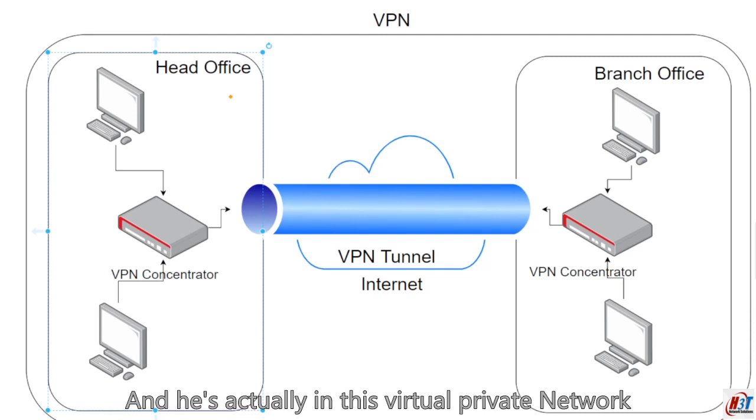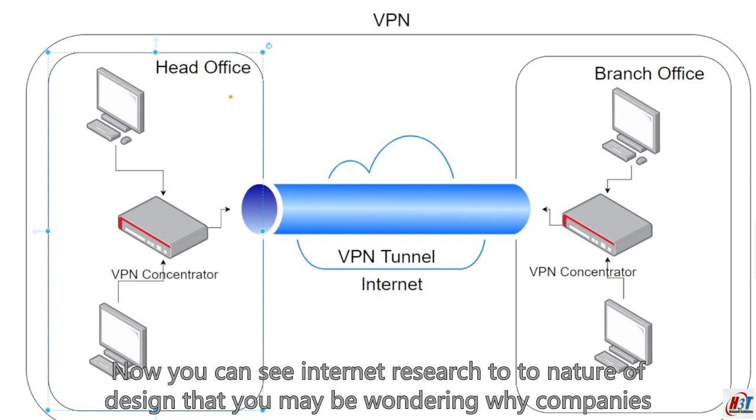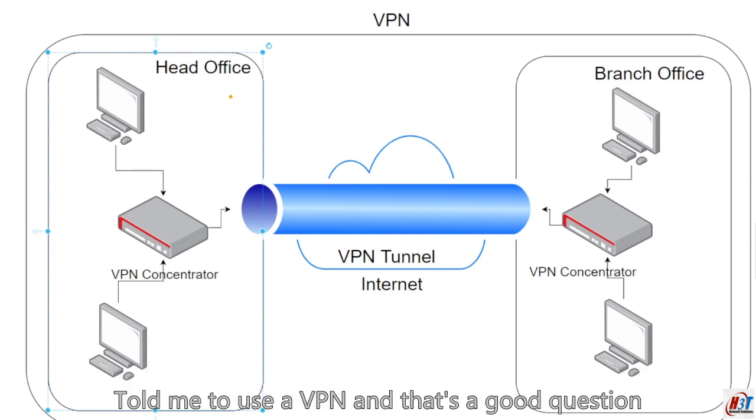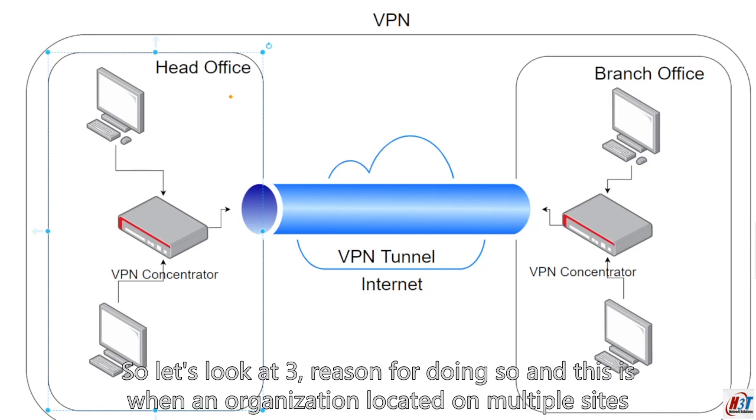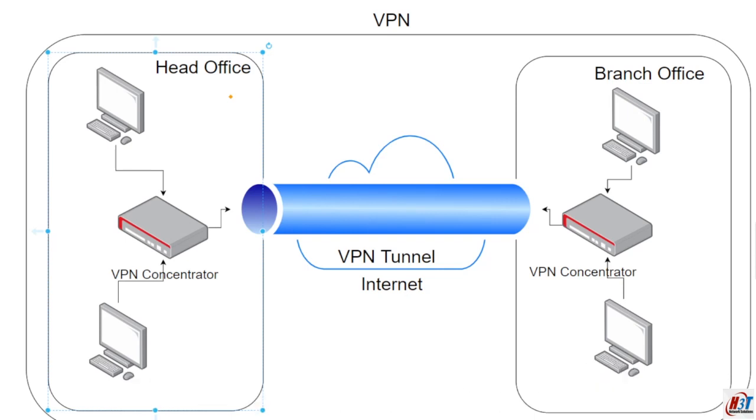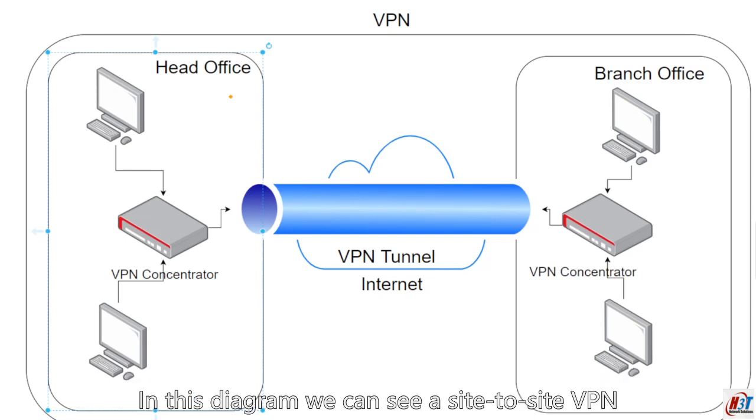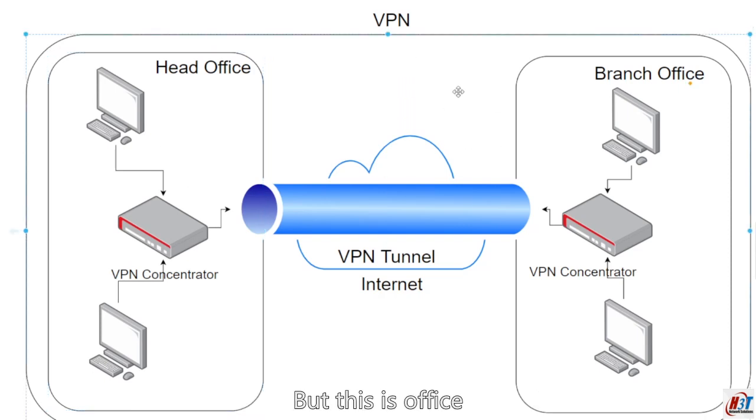in this virtual private network, you can see the internet, which due to the nature of its design has risks. You may be wondering why companies would need to use a VPN, and that's a good question. So first, let's look at a very common reason for doing so, and this is when an organization is located on multiple sites. In this diagram, we can see a site-to-site VPN. So this is the office here. Let's copy the office or company building here.